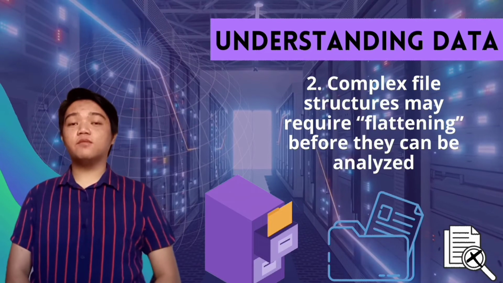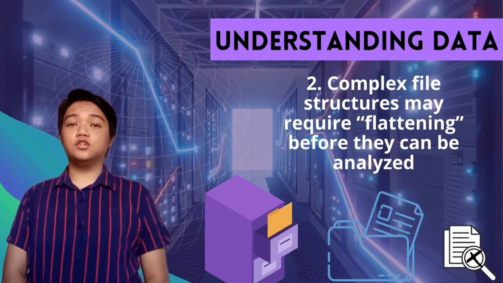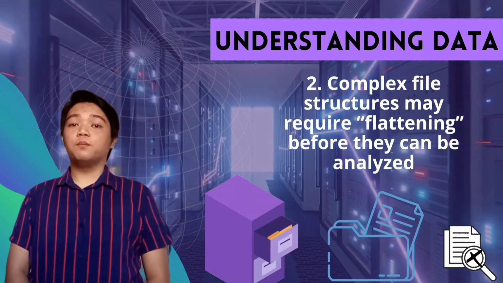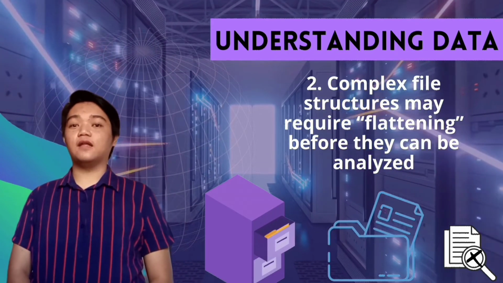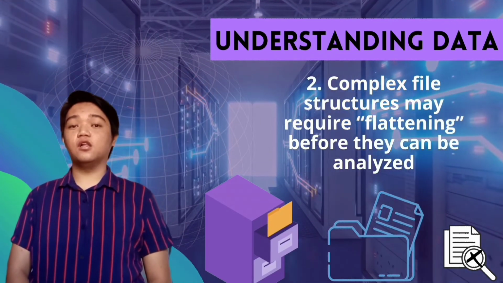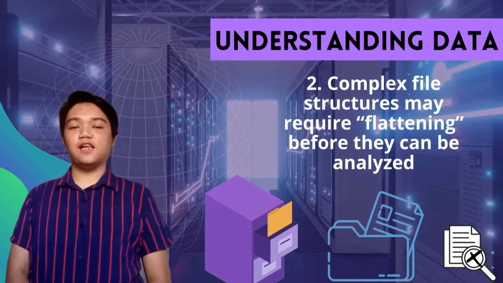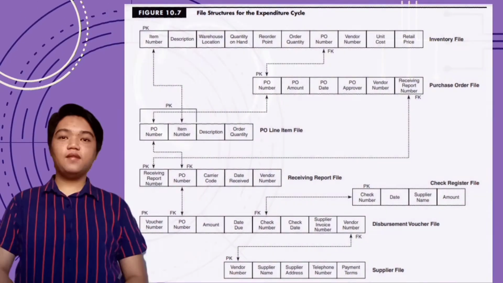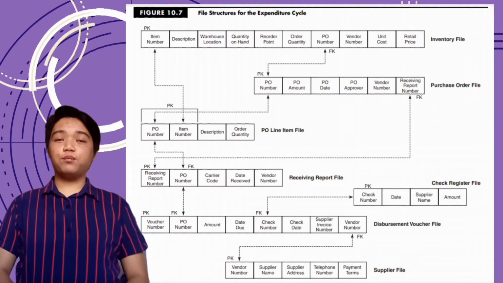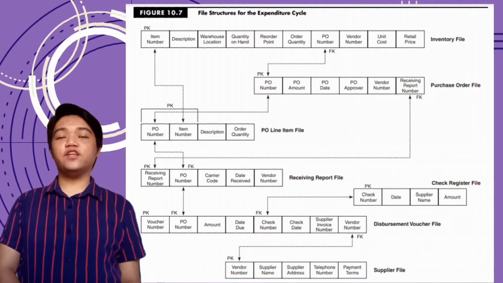Remember that the auditor must verify that the correct version of the original file was used by the personnel performing the flattening process and that all relevant records from the original were transferred to the copy for analysis. Let's take a glance at figure 10.7, which is the file structure for the expenditure cycle.